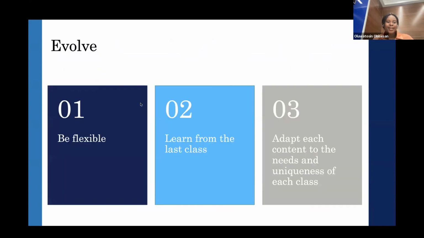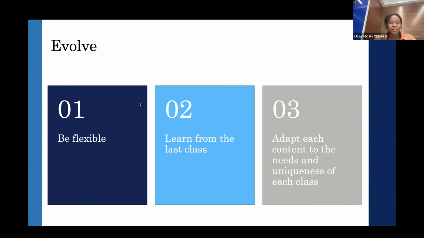And I'll be closing by talking about evolution, because I think as TAs, you need to evolve. You need to understand that the last class is a learning opportunity for the next class. You need to be flexible, especially if you have various classes that you're teaching. I think being flexible and adapting different methods for different classes is very important. Each class has its own uniqueness. Each class has its own size. You might have been doing it for a long time, but it's important to be able to look at what works for this class best.